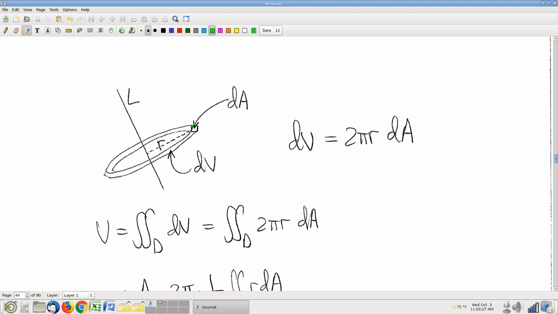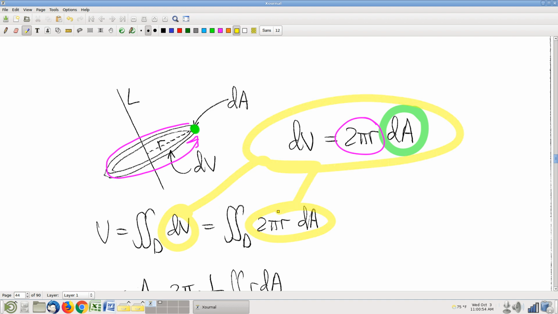You have one little piece of area right there. That area times the total distance that it rotates around, which of course is just 2 pi r. If you think about it, area times distance should give you volume. Yeah? Okay. All right, so total volume is the sum of these little pieces of volume.